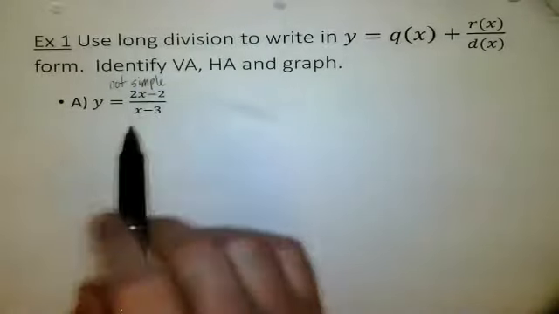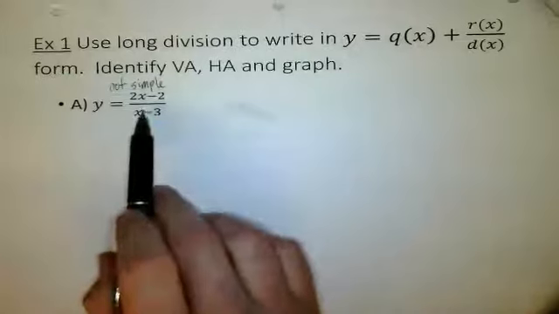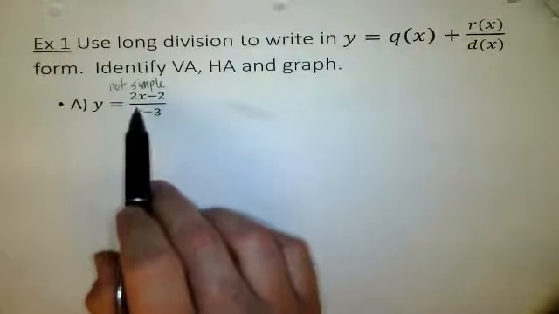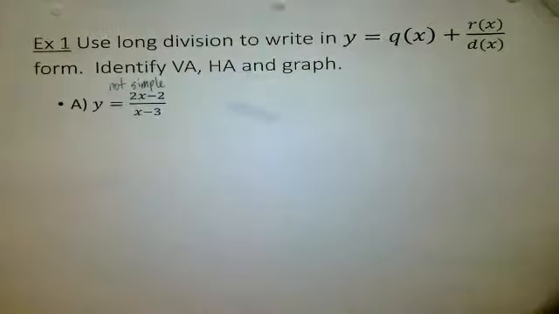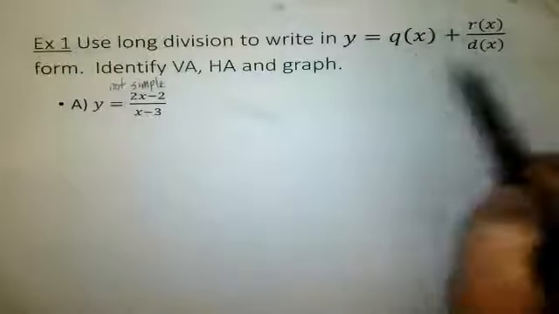What's the difference with this one? There's an x on top. The other graphs we did yesterday didn't have the x on top, okay? So because it's got x's on top and bottom, it can be reduced. It's like reducing a fraction, an improper fraction. We want to convert it to a mixed number.